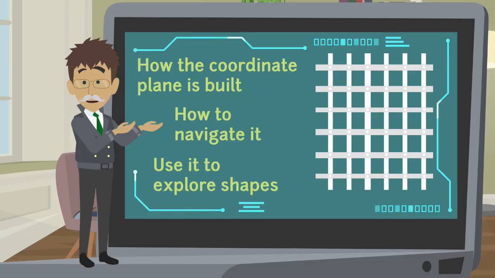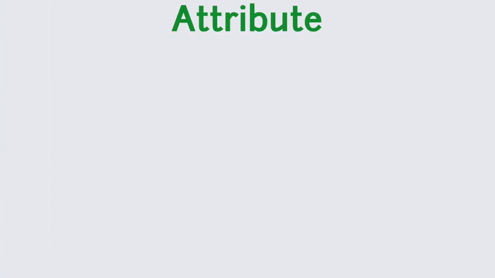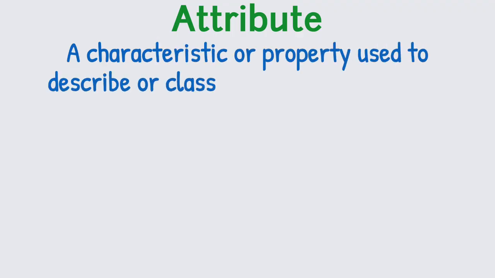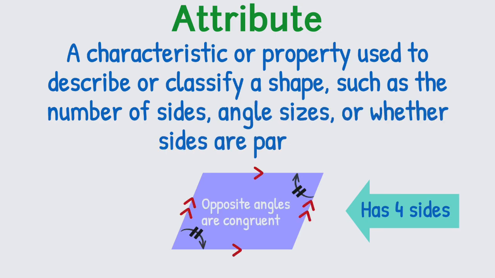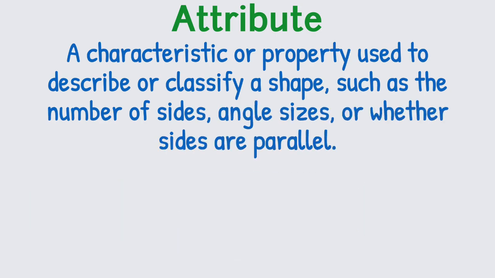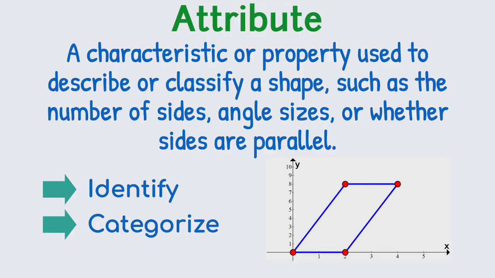Before we explore the coordinate plane itself, let's start with an idea that connects to everything we already know about shapes. Attribute. A characteristic or property used to describe or classify a shape, such as the number of sides, angle sizes, or whether sides are parallel. On the coordinate plane, attributes help us identify and categorize polygons we plot. When we plot a shape and notice opposite sides are parallel or that not all sides are equal, we are using attributes to identify what kind of shape we've drawn.